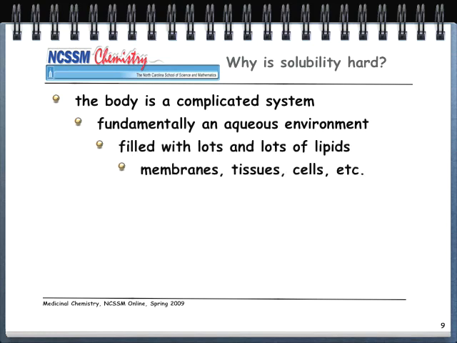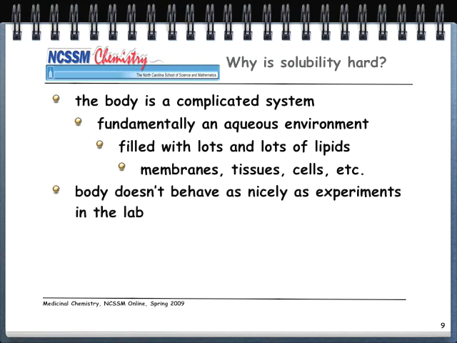Okay, you've got membranes, tissues, cells, all of that stuff. And the body just doesn't behave as nicely as experiments in a lab. So we can measure solubilities and lipid dissolving ability in the lab, but your body, again, is a very complicated system that doesn't behave as nicely as we can get it to in the laboratory.